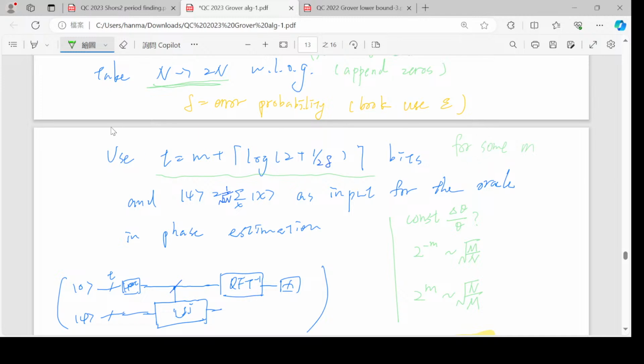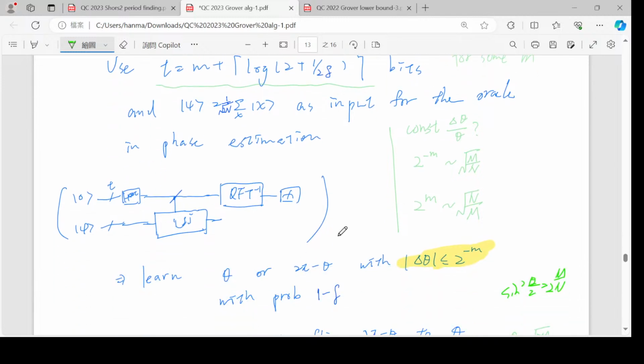Okay, so here we have t, and t already determines the number of queries. If you think of phase estimation, they need to call this controlled oracle, and there are t bits here, so the first register goes from 0 to 2 to the t minus 1, and this j here is from 0 to 2 to the t minus 1.